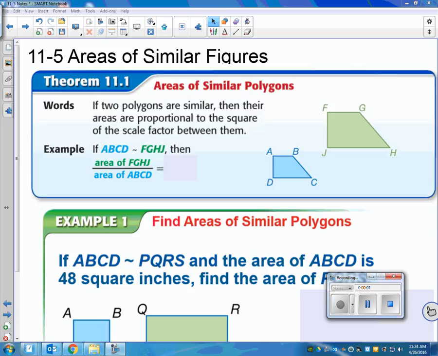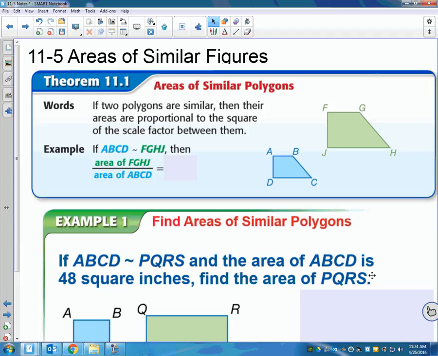I told you yesterday I wasn't sure if I wanted to do this or not, and then I just decided that I think it's worthwhile to talk about this area of similar polygons. It kind of shows up on standardized test stuff. And because it's not that bad, I feel like it's something that we can do.